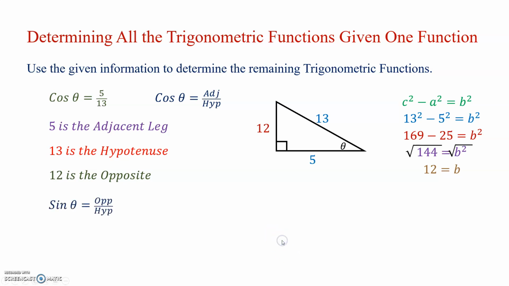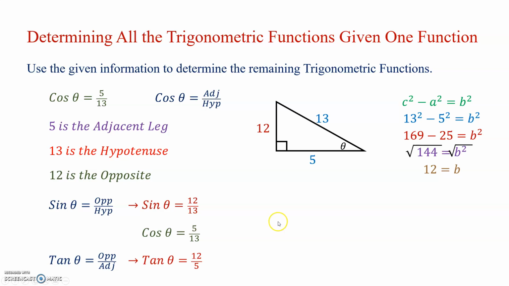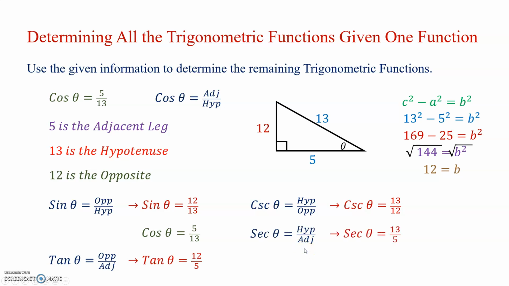So here we go. Sine is opposite over hypotenuse. Well, the opposite is 12, and the hypotenuse is 13. There's sine of theta. Cosine was already given to us. Tangent is opposite over adjacent, so therefore tangent of theta is 12 over 5. The other three are just its reciprocals. So cosecant theta, hypotenuse over opposite, 13 over 12. Secant theta, hypotenuse over adjacent, so therefore that's 13 over 5. And finally, cotangent, adjacent over opposite, therefore 5 over 12.